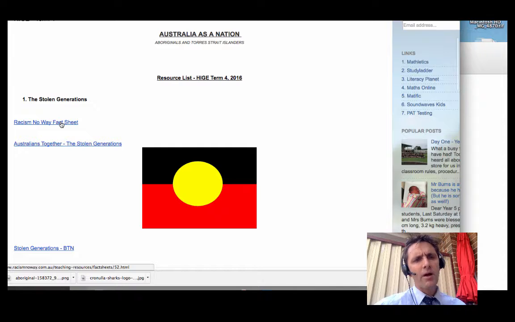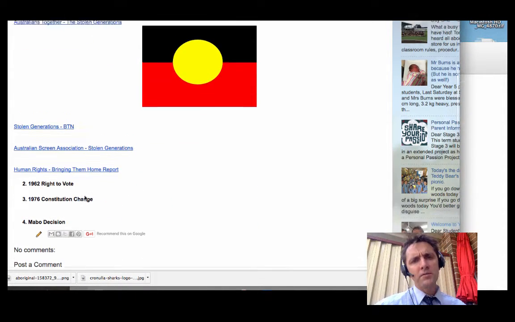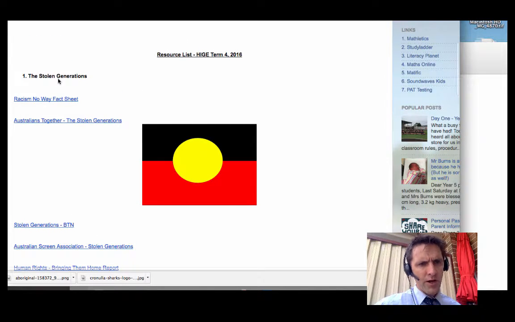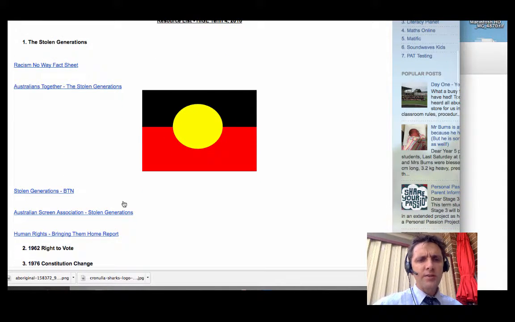There's a Racism No Way fact sheet, Australians Together, the Stolen Generations. There'll be more information coming. We do ask, particularly with regard to the stolen generations, that you just stick to this material. The stolen generations can be quite upsetting and disturbing, so we don't want you just Googling the stolen generations, because goodness knows what you'll find. So do just use this material here that we've provided for you.